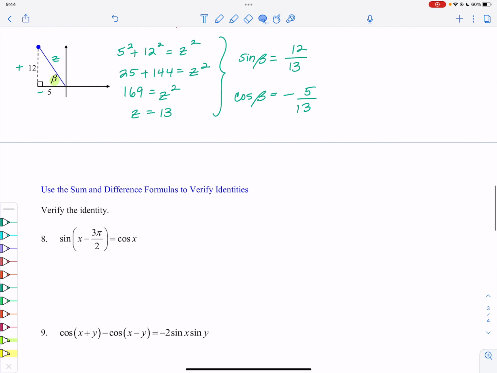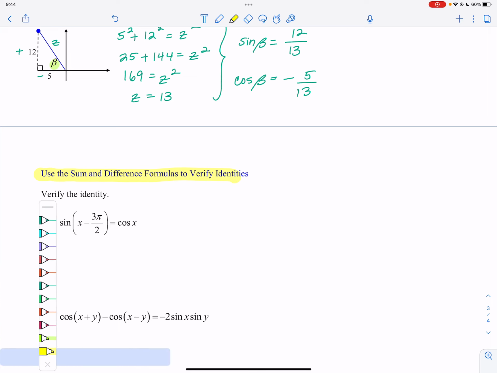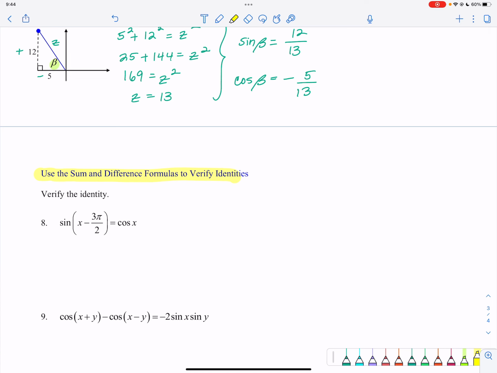Okay, now we're going to use the sum and difference formulas to verify identities. So now we're given the sine of a difference equals the cosine of x. Again, we're going to begin on that left-hand side only, and we will write that the sine of x minus 3 pi over 2, and we'll use that formula.